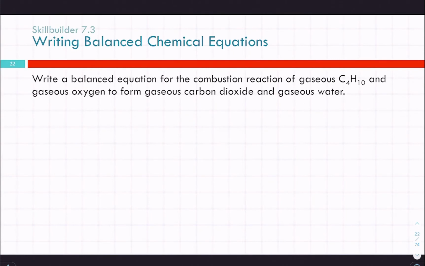All right. So now we're going to write a balanced equation for the combustion reaction of gaseous, so meaning a gas, C4H10, gaseous oxygen to form gaseous carbon dioxide, gaseous water. So it's C4H10, and that's a gas, reacting with oxygen.